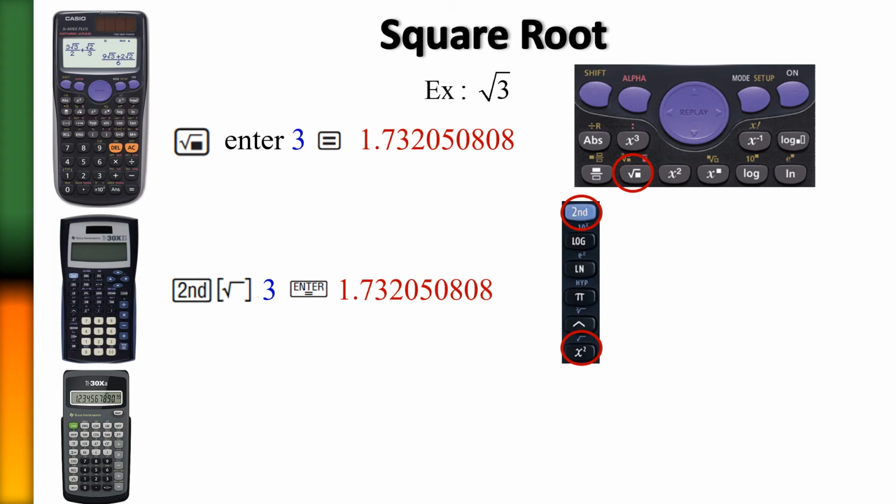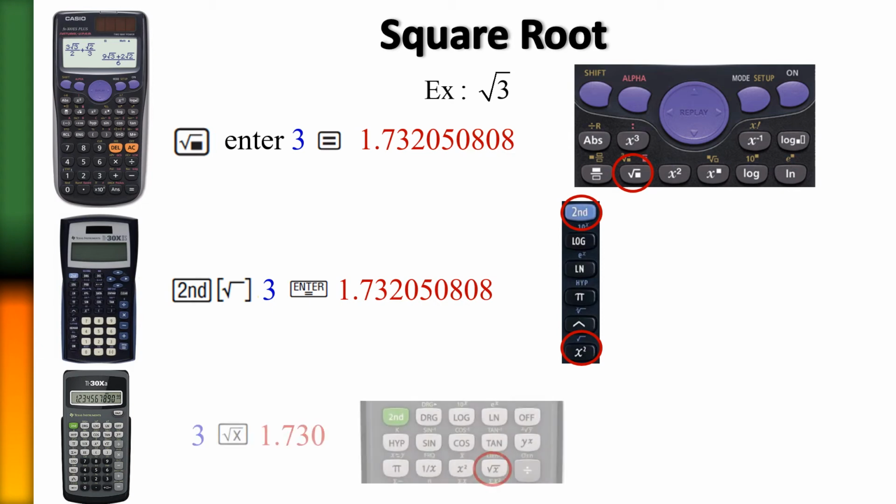For those of you who have the TI-30XA, you're going to press the 3 first, and then you're going to locate the square root key. Once you press that square root key, it should give you the answer. All calculators are different, so like I said before, if you don't see your brand here, just Google it, and you should be able to find a tutorial on what you need to do to find your square root.